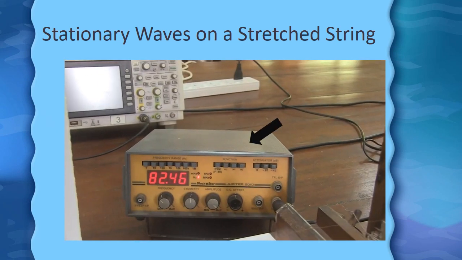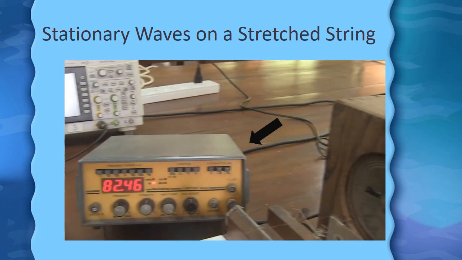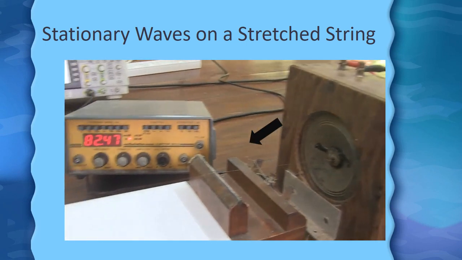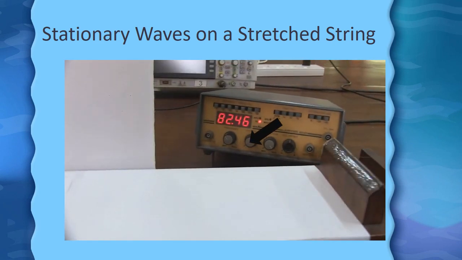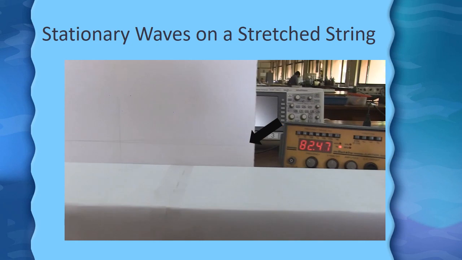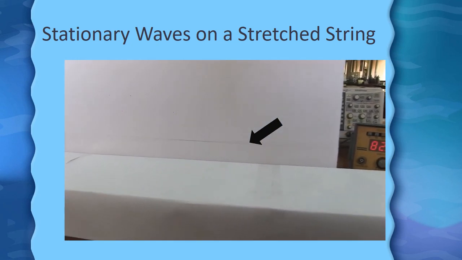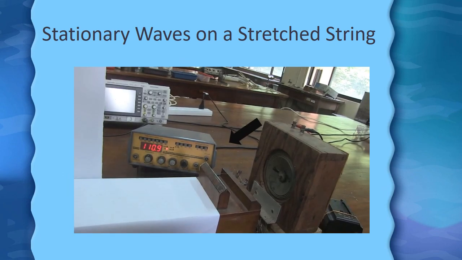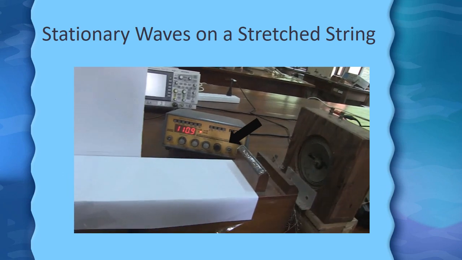The setup is ready. We have generated a sine wave with a frequency of 82.47 Hz in order to observe 3 loops on the wire. The signal is given to the speaker and passed to the wire. You can observe antinodes and nodes on the wire resulting from the stationary waves. Let's observe another pattern by changing the frequency.